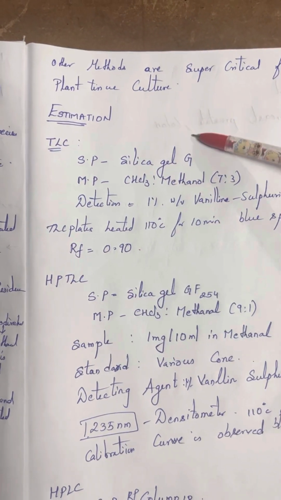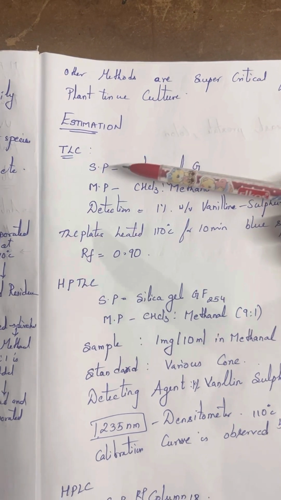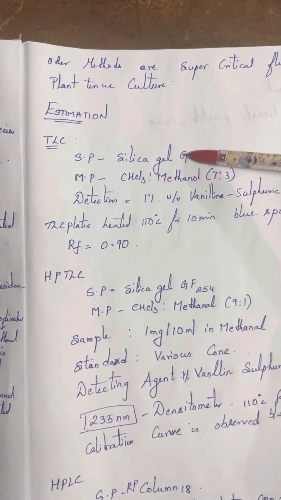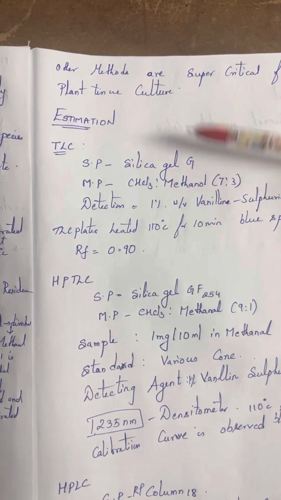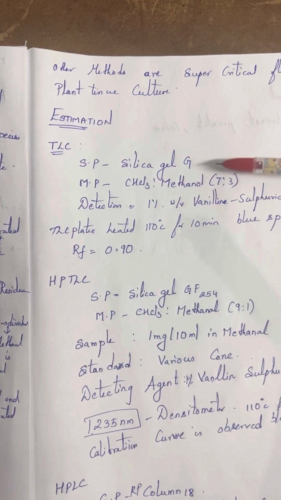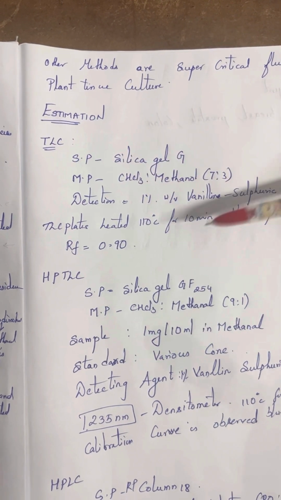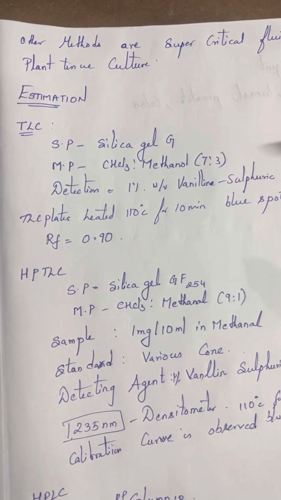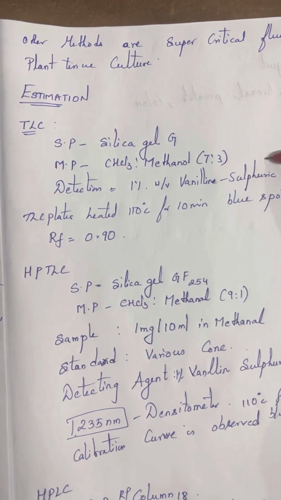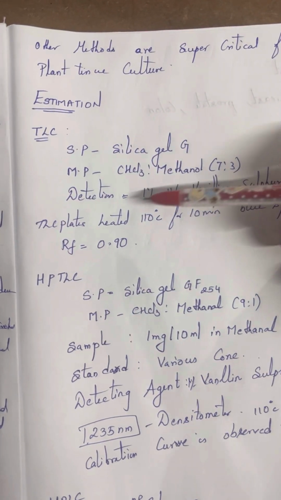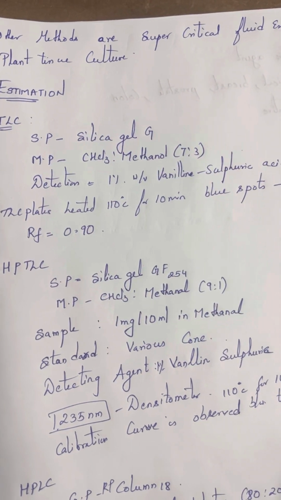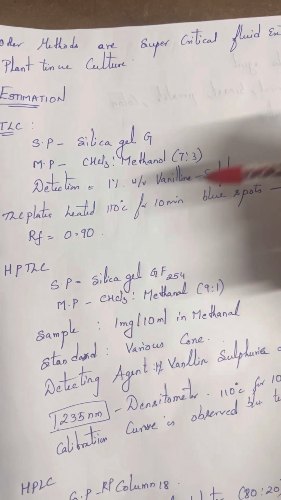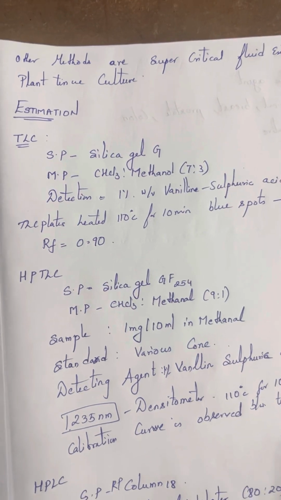Next, the estimation process, TLC. The stationary phase is silica gel G. This is common, right? Next, the mobile phase, chloroform to methanol, in a 7:3 ratio is taken. Next, detection: 1% vanillin sulfuric acid is sprayed on the TLC plates. 1% vanillin sulfuric acid.